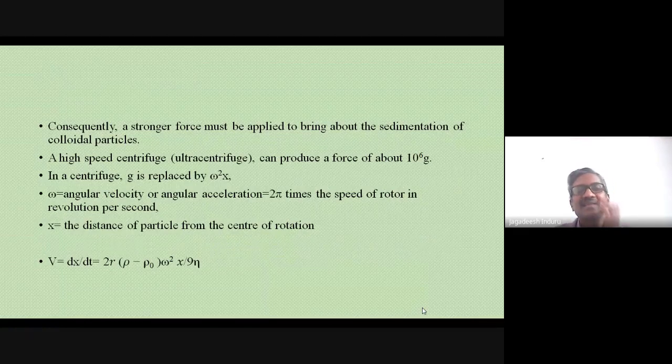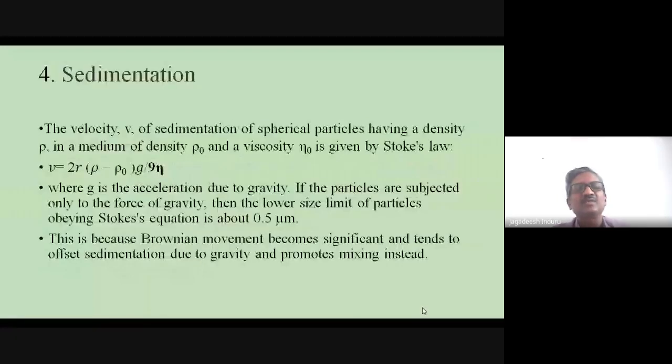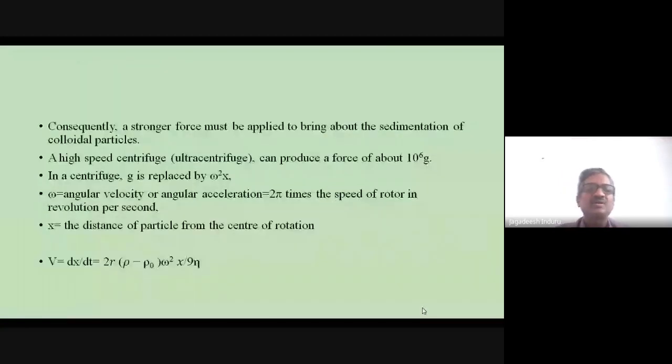So this is the same as your upper equation, Stokes law, when the g is replaced with W square into X. X is the diameter of your centrifuge and W square is your angular acceleration. So how many times, that depends upon your RPM and how much is the time of your rotation in the centrifuge.